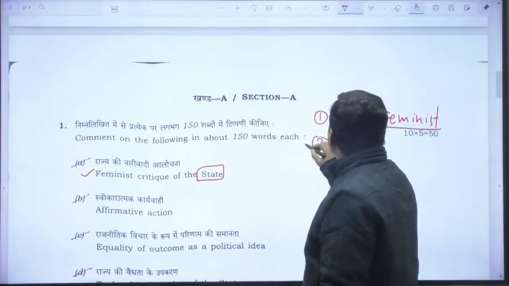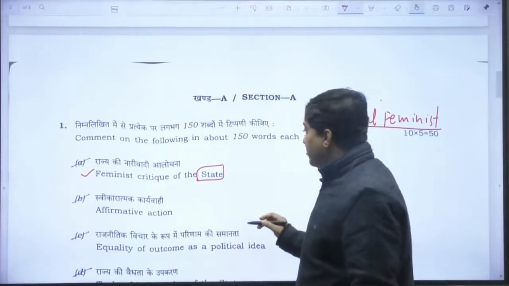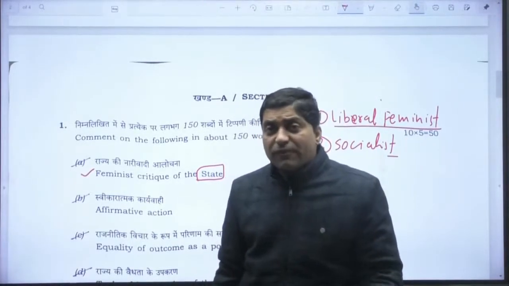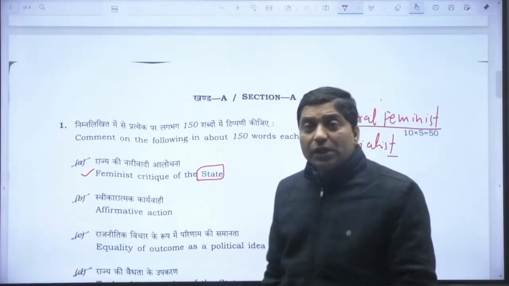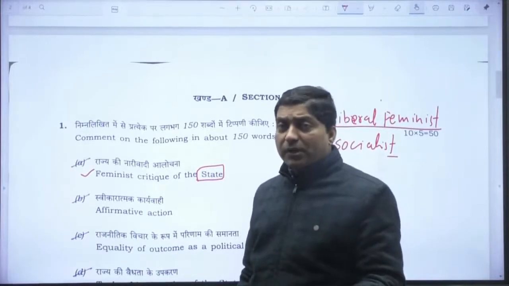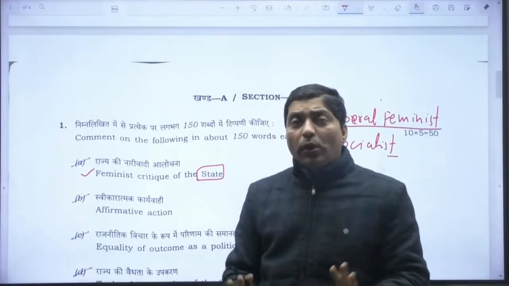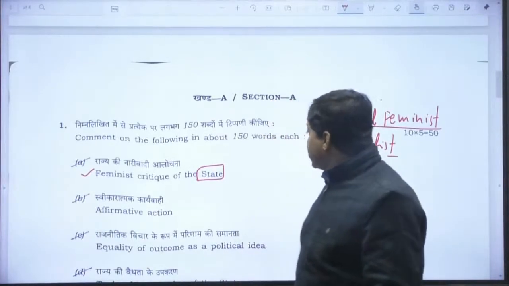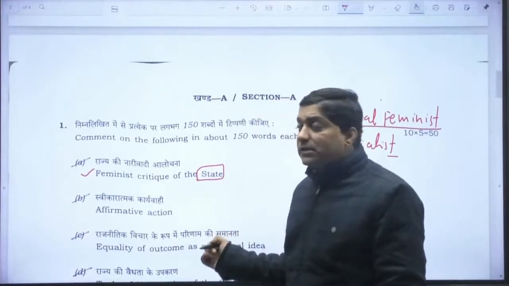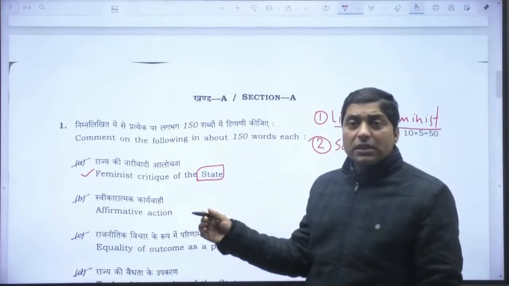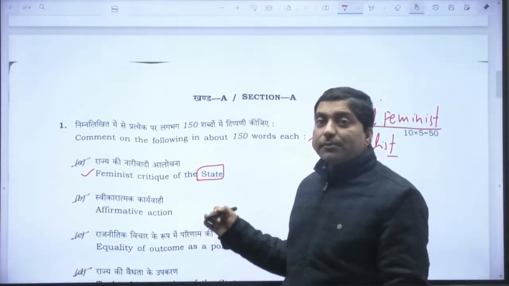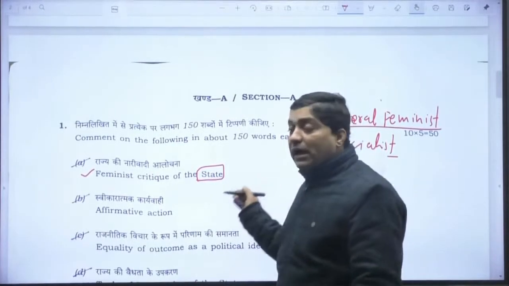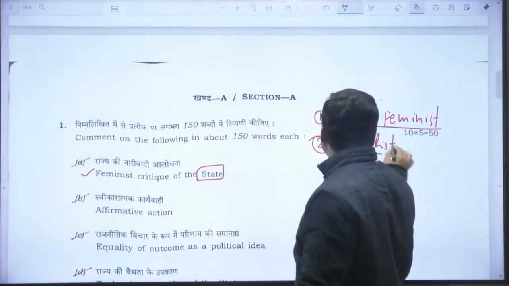Now the second one is socialist feminism. How does socialist feminism criticize the state? Socialist feminists talk about property, which is inherent in the family, being in the name of man. So man not only captured property, but also captured the woman. And the state, which is a capitalist state, is not only exploiting the workers, but also women. Why? Because in the capitalist state, property is captured by the capitalists. So women are exploited in the capitalist state; that is the socialist critique of the state.